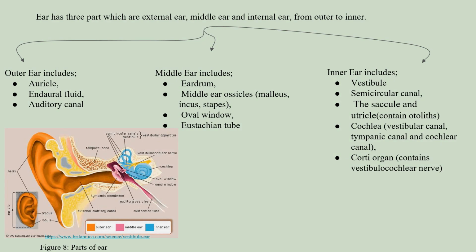The human ear consists of 3 major parts. First of them is the external ear or outer ear. Second one is the middle ear, and the last one is the inner or internal ear. The outer ear consists of the auricle, endolymph, and auditory canal. The middle ear includes the eardrum, middle ear ossicles, oval window, and eustachian tube. The inner ear consists of the vestibule, semicircular canal, the saccule and utricle, cochlea, and organ of Corti.